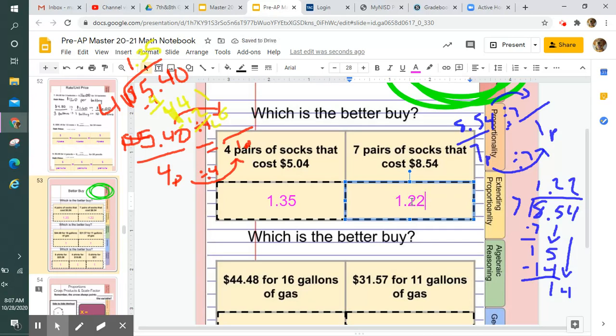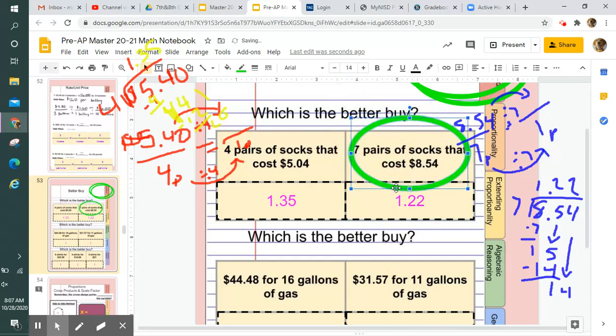So that means whichever one is cheaper is the one we want. So we're going to take one of these green circles and we're going to circle it around. So we want to buy the 7 pairs of socks that cost $8.54 because that's going to be the cheaper price per sock. Okay.